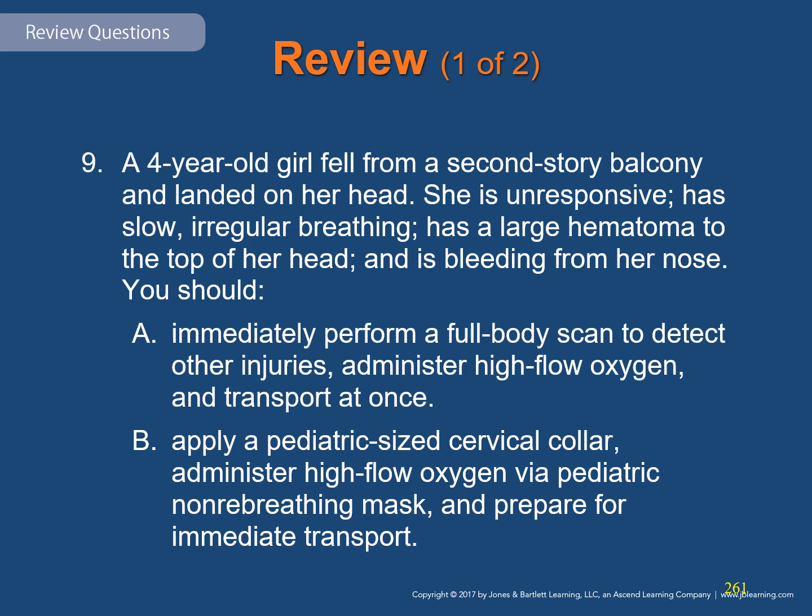Review question 9. A 4-year-old girl fell from a second-story balcony and landed on her head. She is unresponsive, has slow, irregular breathing, has a large hematoma to the top of her head, and is bleeding from her nose. You should A, immediately perform a full-body scan to detect other injuries, administer high-flow oxygen, and transport at once. B, apply a pediatric-sized cervical collar, administer high-flow oxygen via a pediatric non-rebreather mask, and prepare for immediate transport.